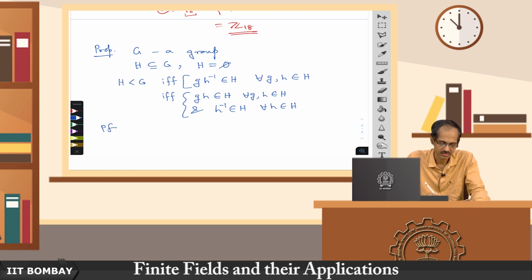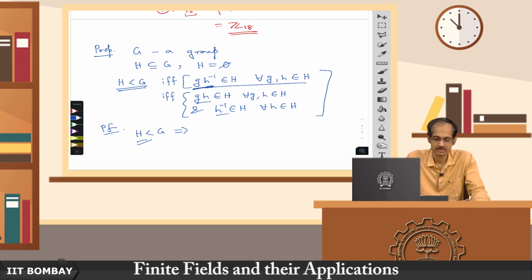So, the proof of this is very simple. First of all, if H is a subgroup of G, then this implies these two properties. That is clear, because you take any element h in H, then h inverse must also be in H, because H is a subgroup. Then g is in H, h inverse is in H, so their operation is also in H. So, this holds. Similarly, this holds, and this also holds. So, this direction is clear.